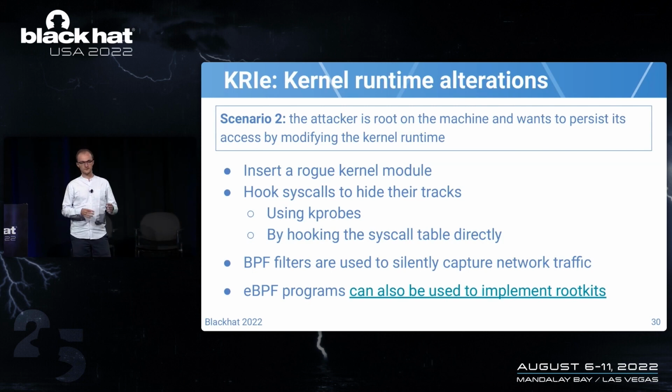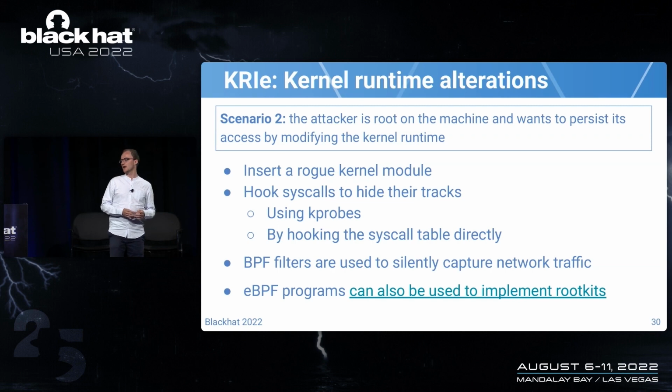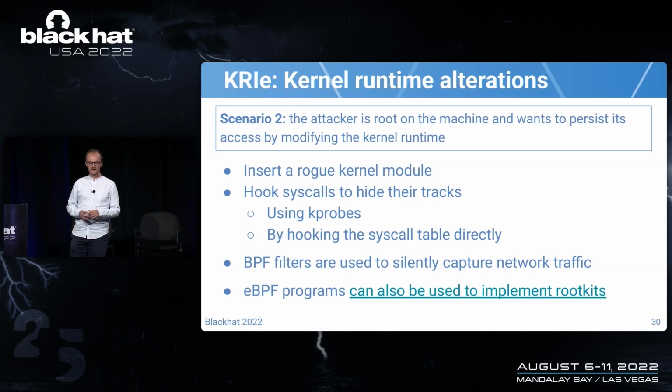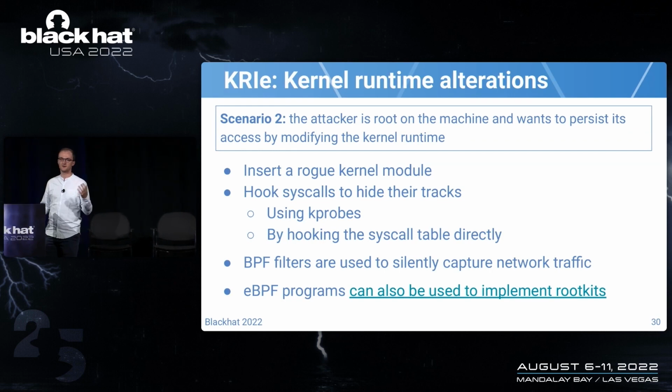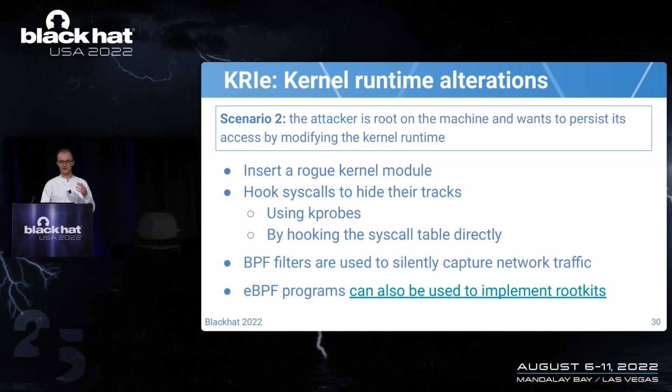Another thing that kernel rootkits have been doing the past few years is use BPF filters to try to tap into the network traffic, or they could also just not use a kernel module at all and do everything using eBPF programs. We actually had a talk last year about this, so if you are interested, we wrote and published an entire eBPF-based rootkit.